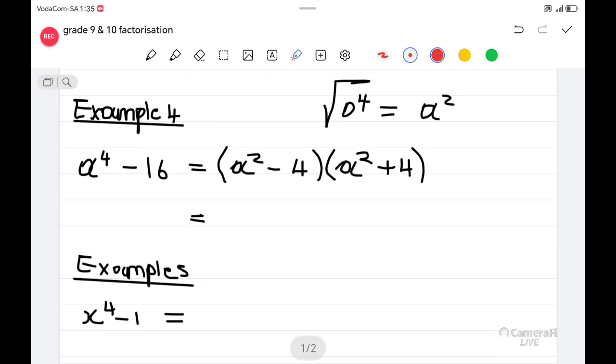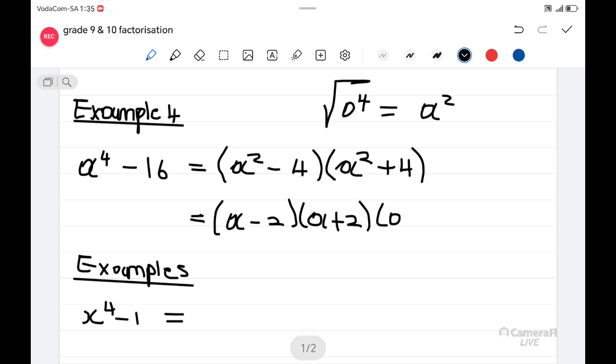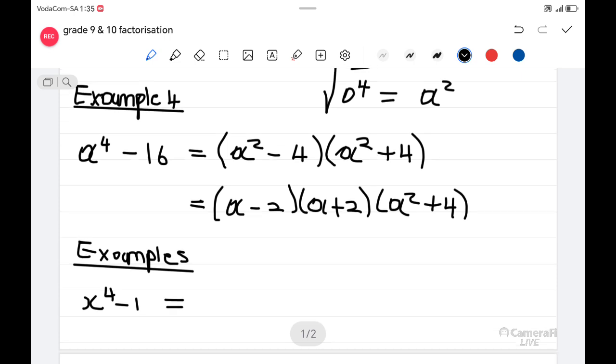But you have to check again. Is this difference of two squares? Yes, the square root of 4 is 2. The square root of a squared is a. Therefore, there is a subtraction. It means this is a difference of two squares. You do the routine again. So the square root of a squared is a minus 2. Then you copy and change the sign. And this one, is this a difference? No, it's a sum. If it's a sum, we don't factorize it, and actually you cannot factorize it, so you just copy the way it is, then it is factorized fully.